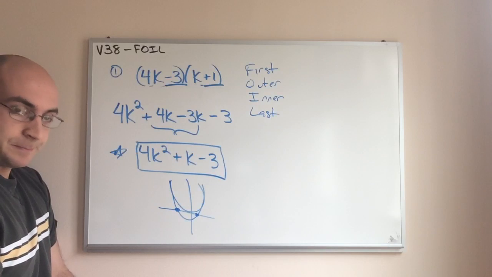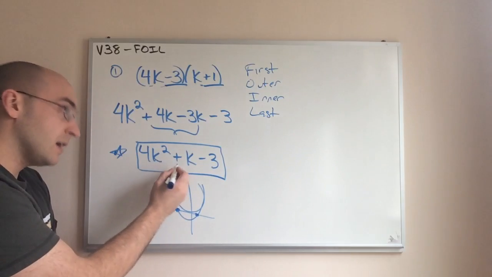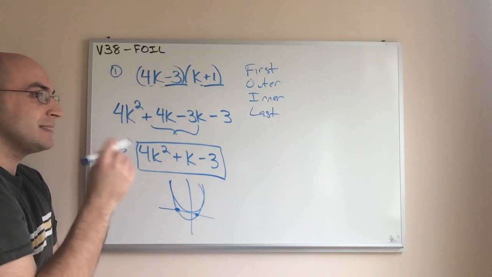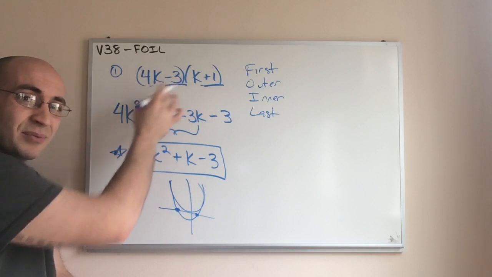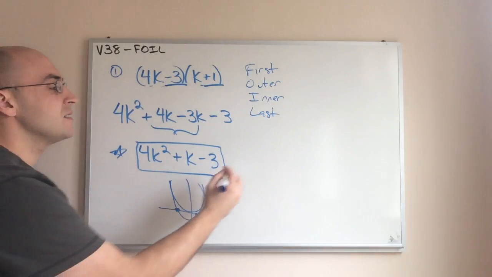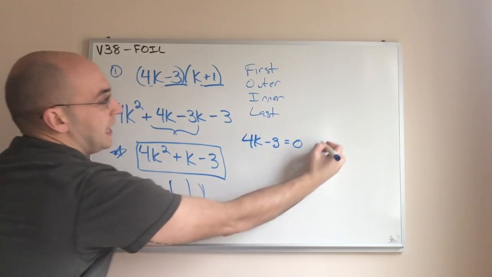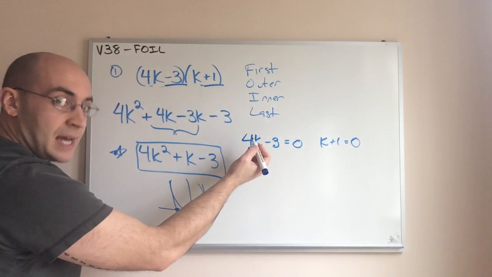The x-intercepts, the way that we can figure this out, the factors of this quadratic are 4k minus 3 and k plus 1. But that's not exactly the factor yet. The factor is when each of these parentheses are set equal to 0. So for instance, 4k minus 3 equals 0, and k plus 1 equals 0. Now, I'm solving for k here.